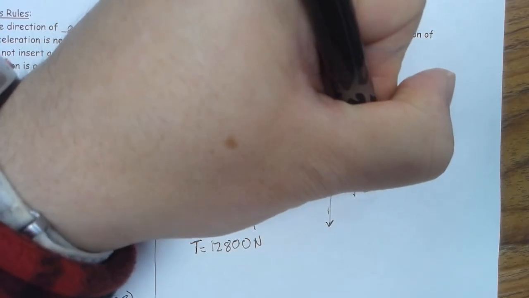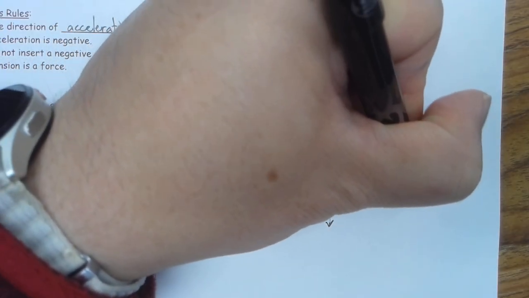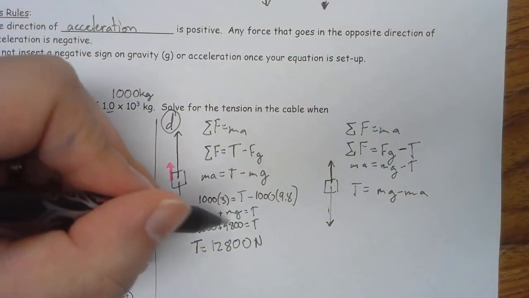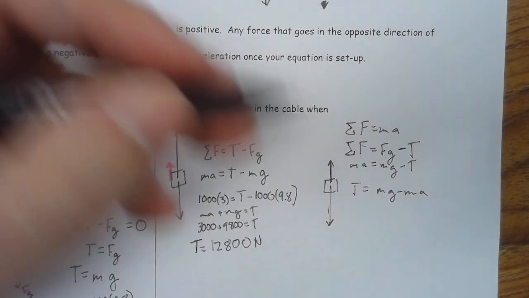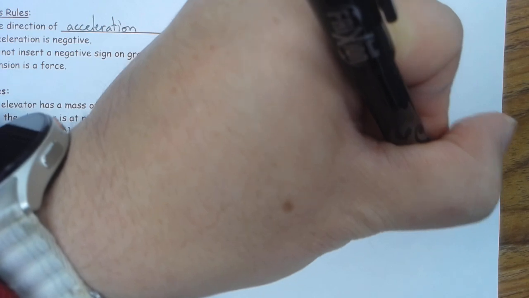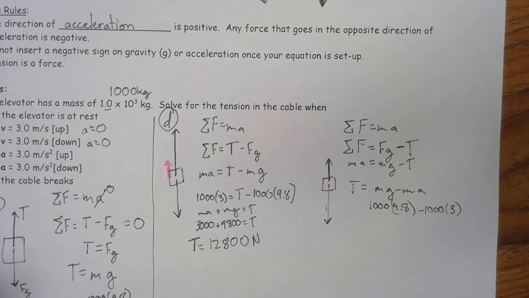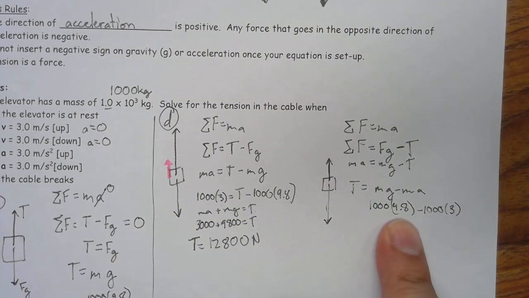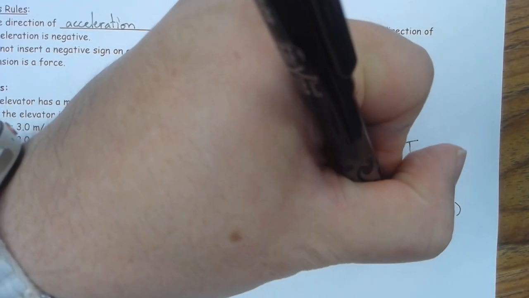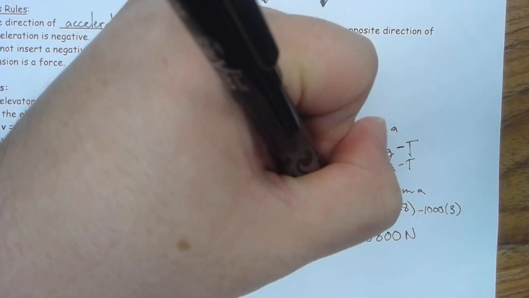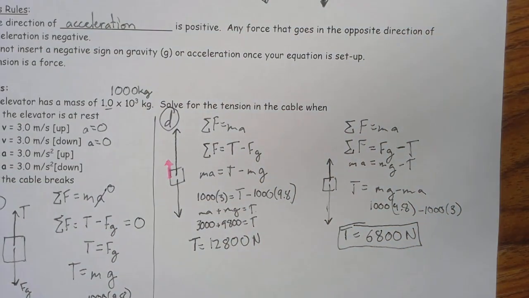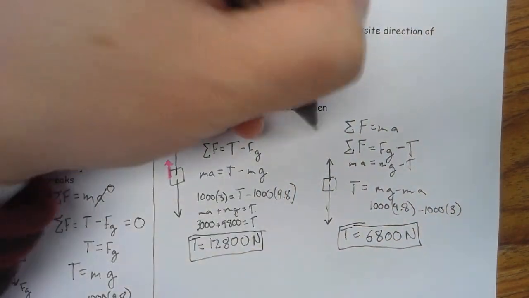So T equals mg minus ma this time. Instead of plus over here, it's a minus. So we have 1,000 times 9.8 minus 1,000 times 3. That's the same thing as 1,000 times 6.8, or 6,800 newtons. And that's for part E.